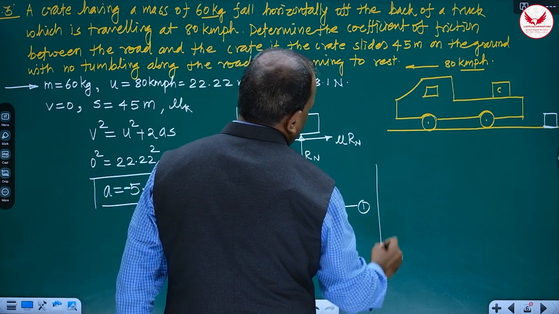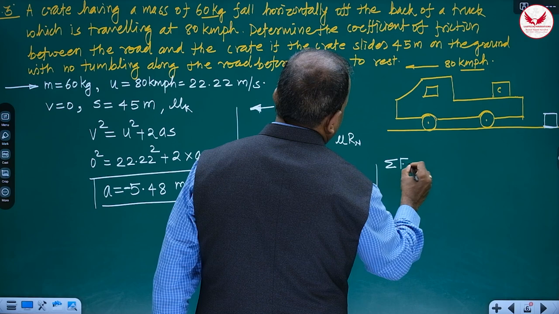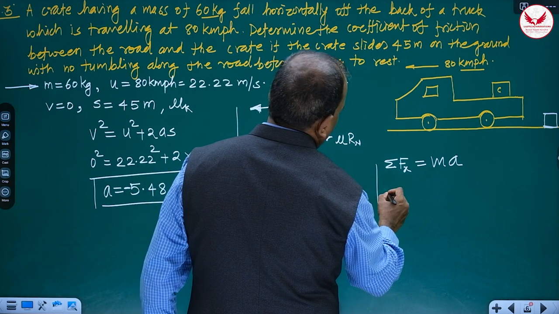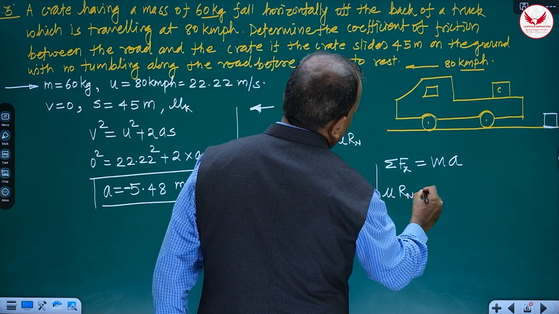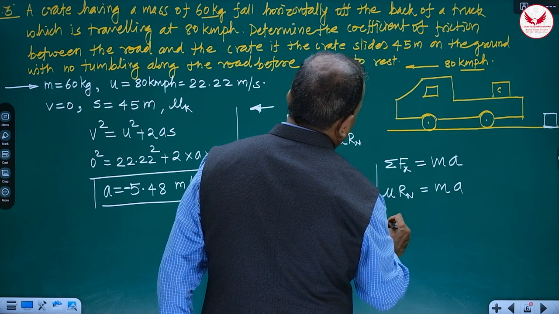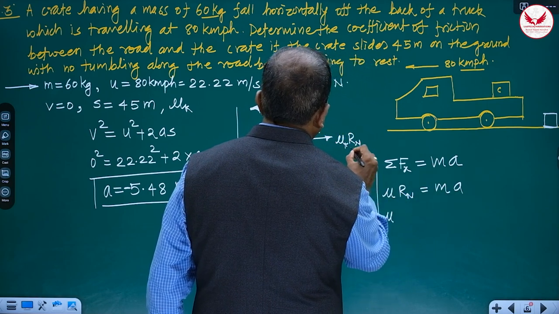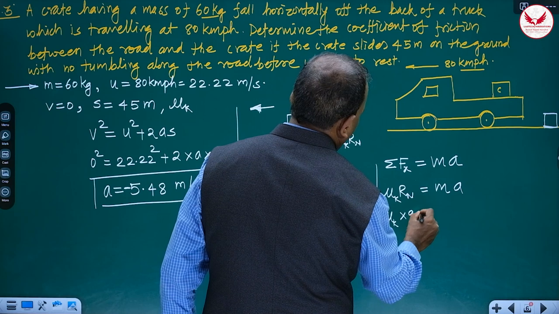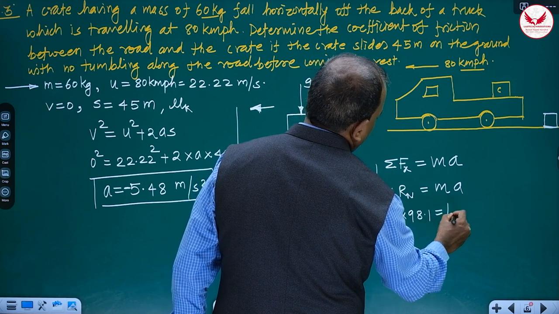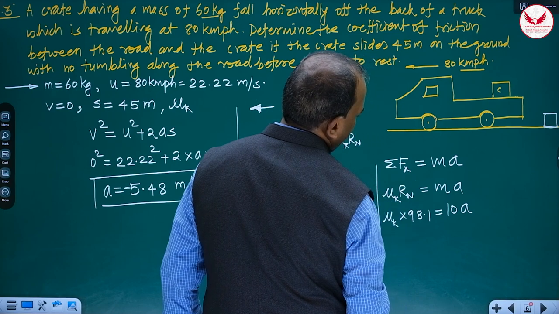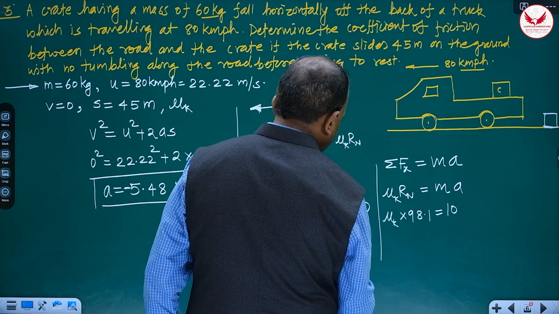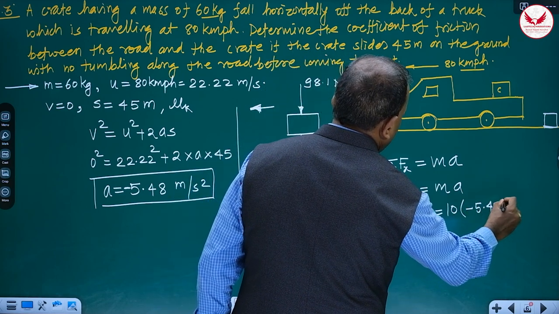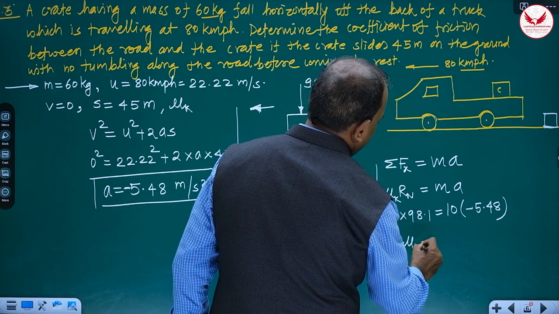Now, if you use Newton's second law in x direction, summation Fx is equal to mass into acceleration. Summation Fx is mu into Rn, equal to mass into acceleration. Mu we have to calculate, or you can consider it as mu k, the coefficient of kinetic friction. Mu k into Rn, 98.1, is equal to 10 into A, and A is minus 5.48.